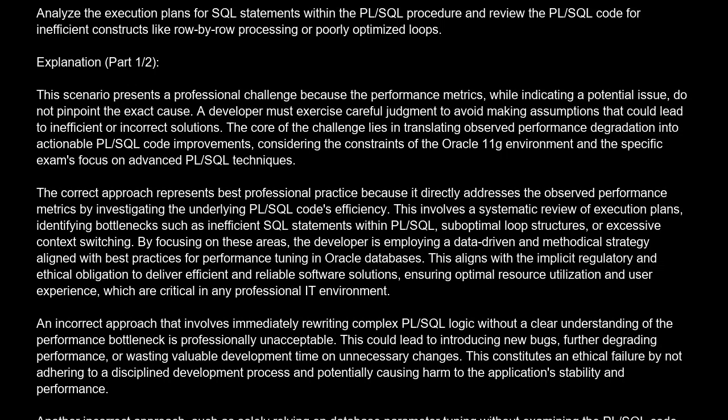The correct answer is D. Analyze the execution plans for SQL statements within the PL/SQL procedure, and review the PL/SQL code for inefficient constructs like row-by-row processing or poorly optimized loops.